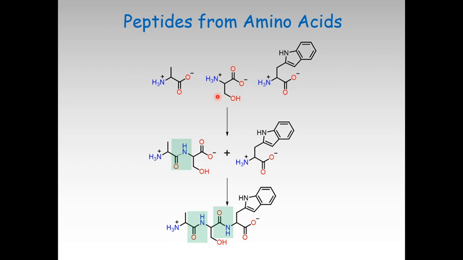Like I said in the previous slide, the peptide bond is formed by combining the NH2 of the amino terminus of serine and the carboxylate of the carboxy terminus of alanine, and you get a peptide bond. This amide bond, CONH bond, is called a peptide bond. Again, if you combine the carboxy terminus of this dipeptide with a tryptophan, you get a tripeptide, right?